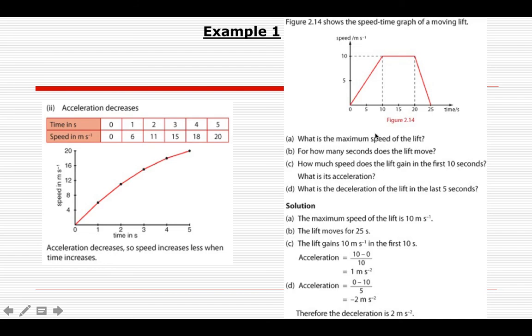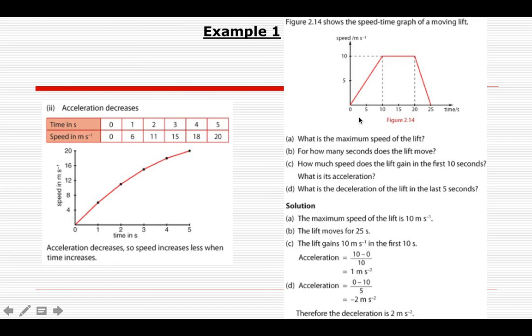So for the first 10 seconds, from 0 to 10, the lift gains a speed of 10, and this is divided by 10. Because they're asking how much speed the lift gains in the first 10 seconds. So the speed is 10 but the time is also 10, so 10 over 10 gives you 1 meter per second squared.